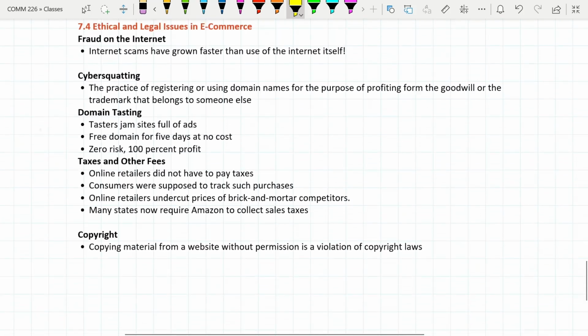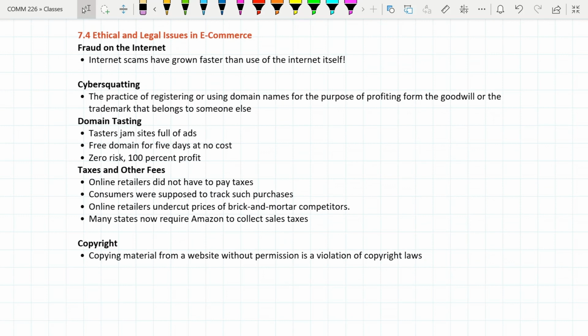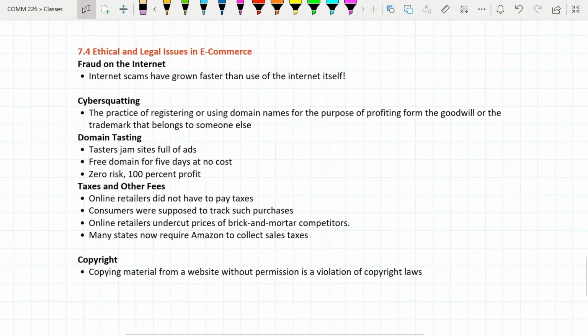So 7.4, ethical and legal issues in e-commerce. Fraud on the internet. Internet scams have grown faster than the use of the internet itself. So internet scams. Cybersquatting is the practice of registering or using domain names for the purpose of profiting from the goodwill or trademark that belongs to someone else.